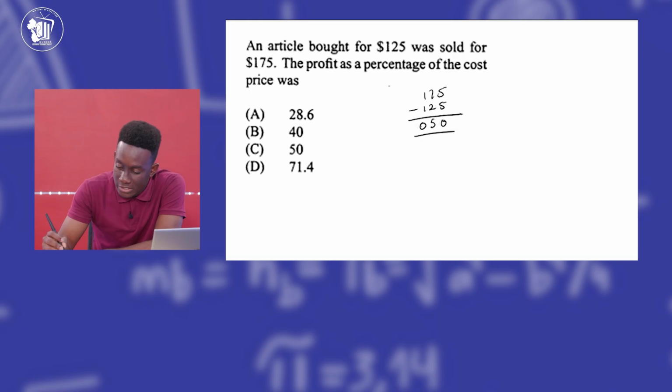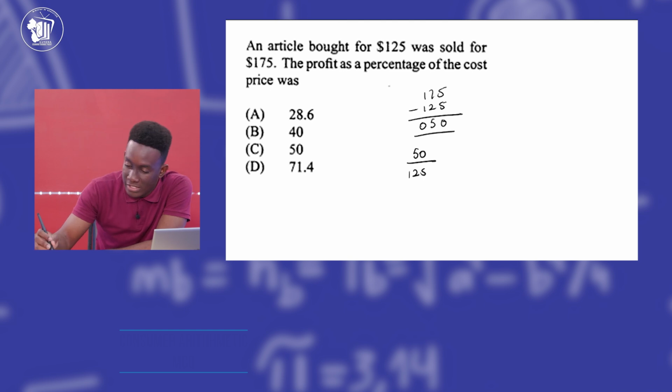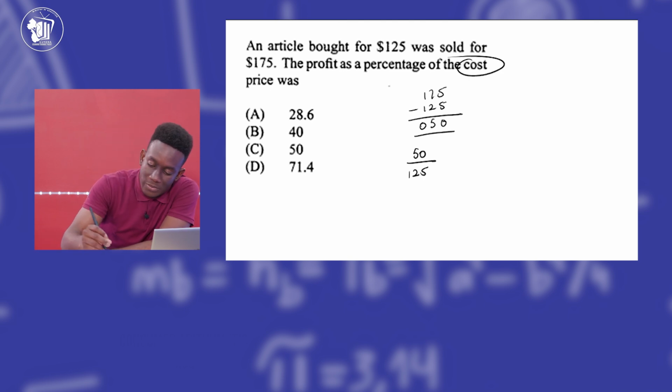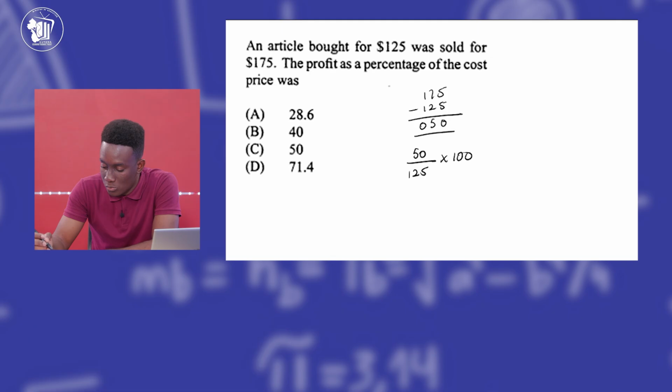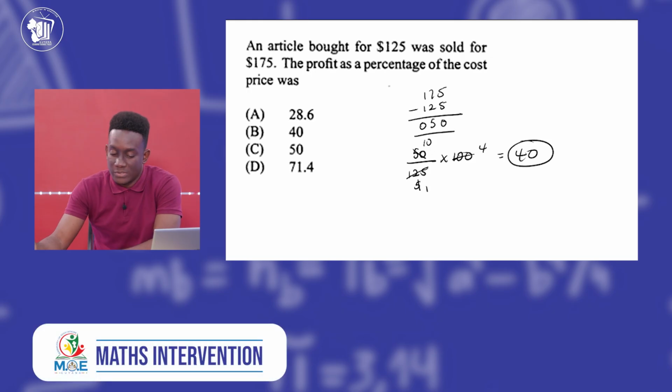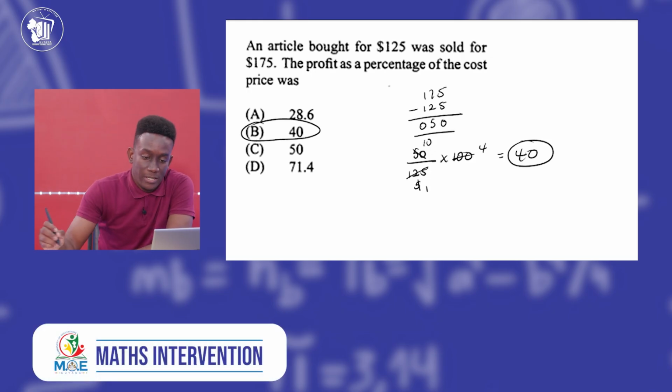So let's find the percentage now. The percentage would be 50 over the cost price of the item, which is 125, and it even hinted at the percentage of the cost price. People tend to mix up and think, is it the cost price or the selling price? So let's multiply this by 100 to find the percentage. We can do some cancelling out. 25 into 125 is 5. 25 into 100 would be 4. 5 ones 5. 5 into 50 is 10. So 10 times 4 would be 40. So the profit as a percentage would be 40, which is simply B.